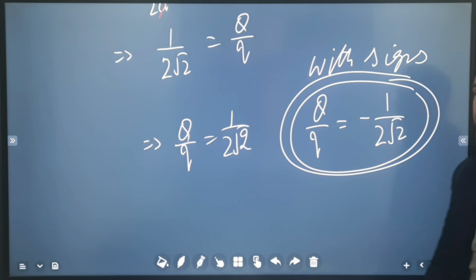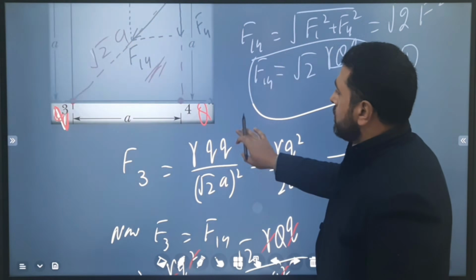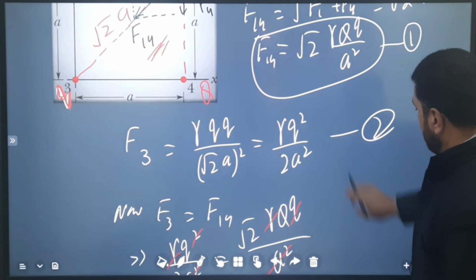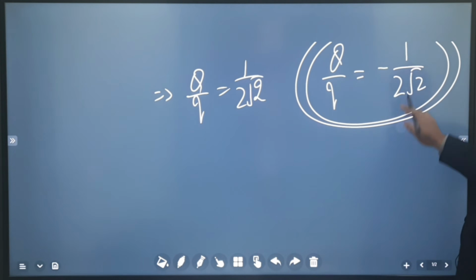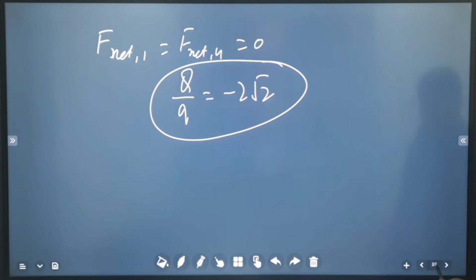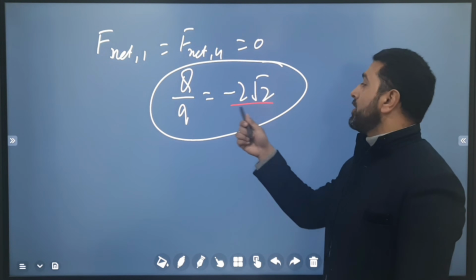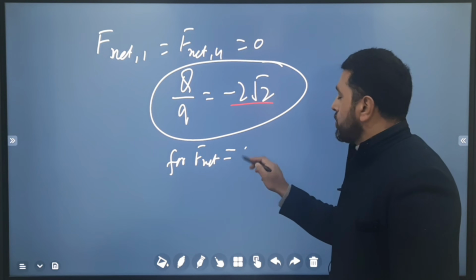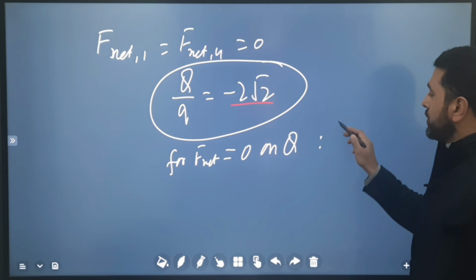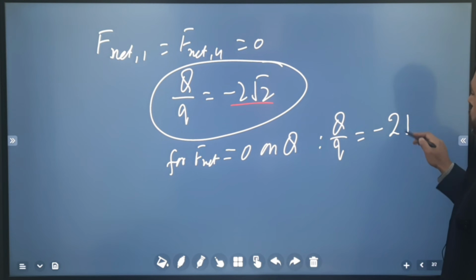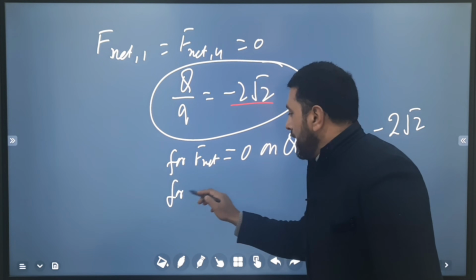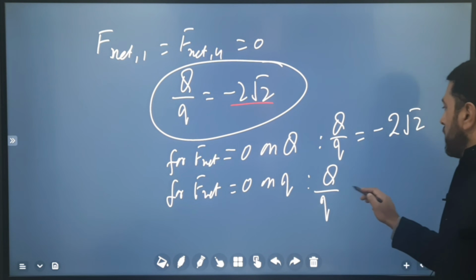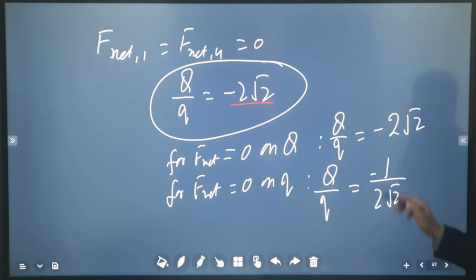What was our condition for capital Q to be in equilibrium? What we have found here is we considered equilibrium of small q. The condition for that is the ratio Q by q must be equal to minus 1 by 2 root 2. And the condition for the equilibrium of capital Q was Q by q must be minus 2 root 2. So for net force equal to 0 on capital Q, the condition is capital Q divided by small q is equal to minus 2 root 2. And for net force to be 0 on small q, the condition is Q by q must be equal to minus 1 divided by 2 root 2.